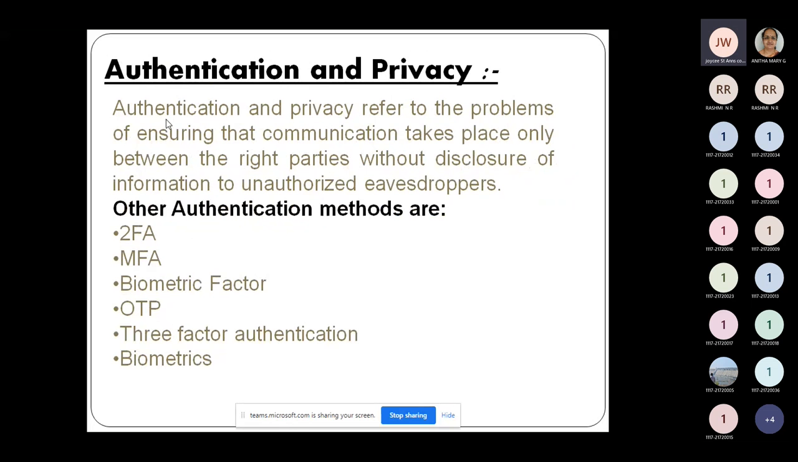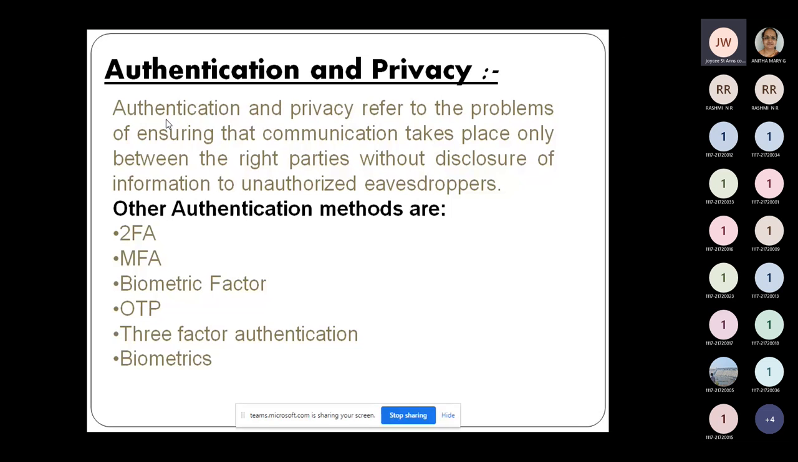Next one is authentication and privacy. Authentication is nothing but the problem of ensuring the communication is between the right parties and preventing unauthorized access. Authentication is providing access control for the system by checking whether the user matches the database, whether he is an authorized person or not. So that is authentication.